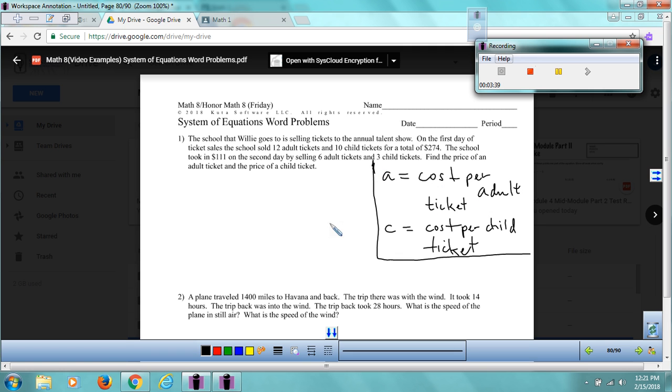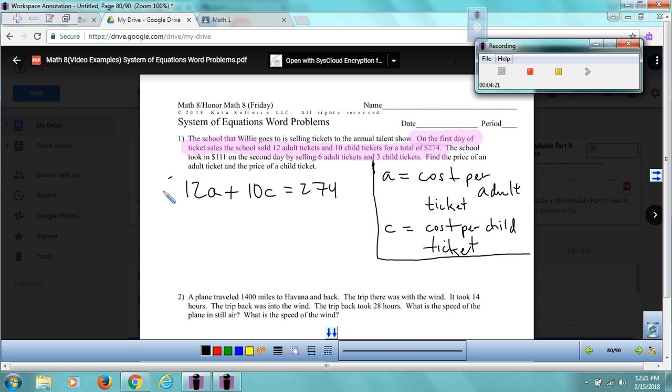All right. So let's set up the first one, and the first equation is going to be completely based off day 1. We're going to take this information right here, and what it tells me is they bought 12 adult tickets. And remember, A is the cost per adult ticket. So if I take 12 tickets and multiply it by the price of 1, that gives me how much money was made in adult tickets. And then I'm going to add that to 10 child tickets at C dollars per ticket, and they brought in a total of $274.